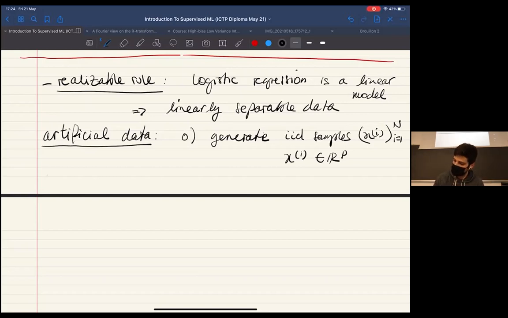So then generate what I will call a ground truth theta, maybe theta star.